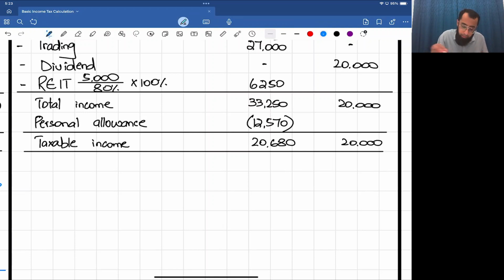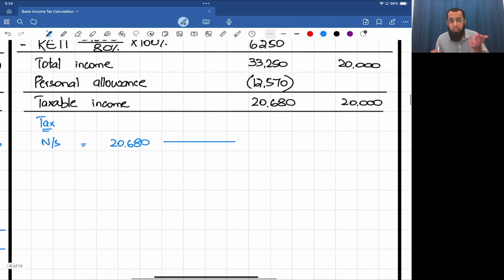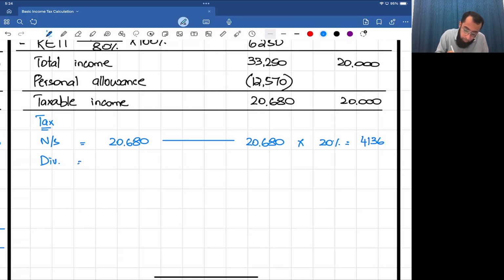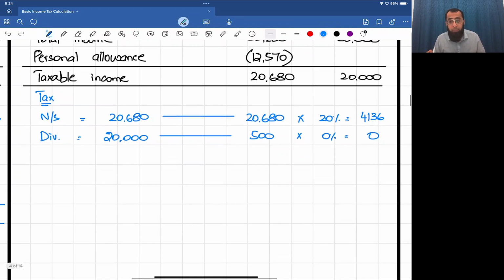Done. Let's charge tax on it. Non-saving income 20,680. The basic rate band is still 37,700. Obviously this 20,680 lies in the basic rate band, because the basic rate band is still 37,700. You charge 20% on it, that gives you 4,136. Then you have the dividend income 20,000. Always first 500 will be taxed at 0%. That gives you 0.